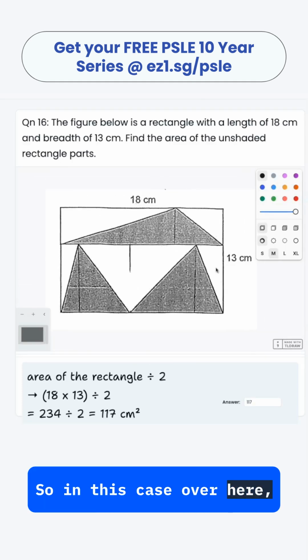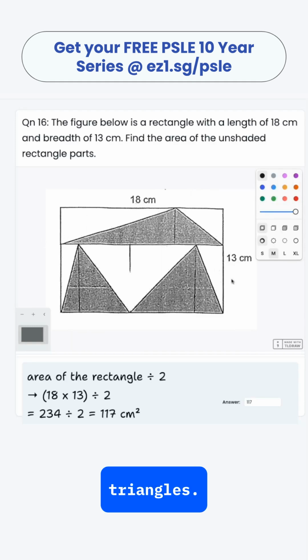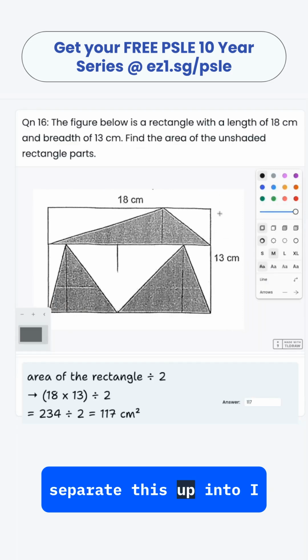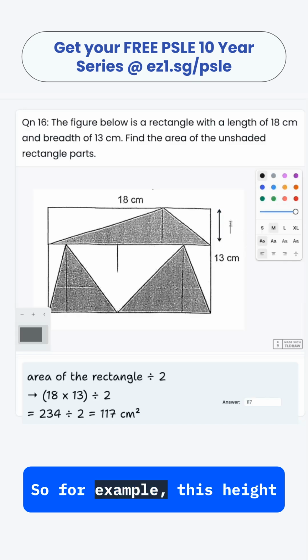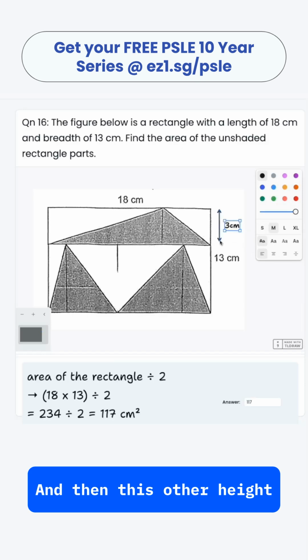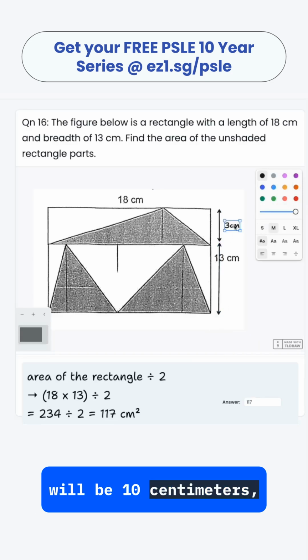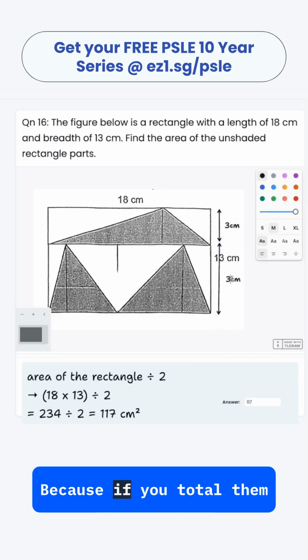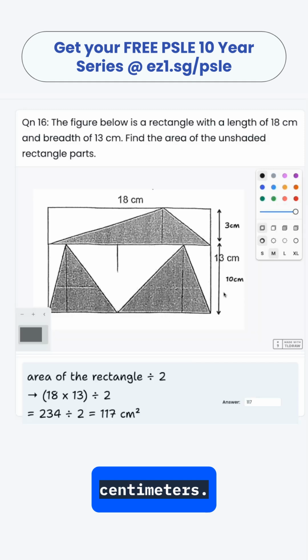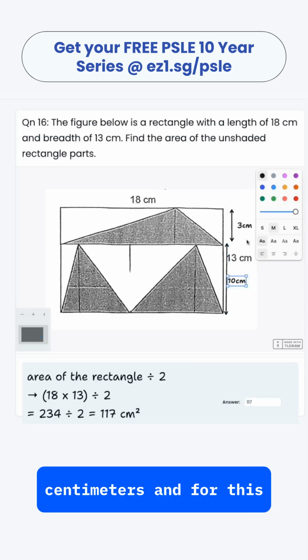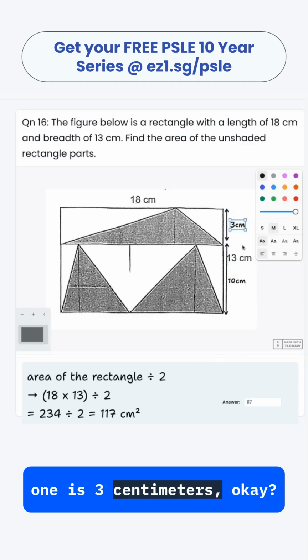In this case, we have a couple of triangles. What we can do is separate this up into what I call numbers that make sense. For example, this height of the triangle is 3 centimeters. And the height for these two other triangles over here will be 10 centimeters, because if you total them up, it will be 13 centimeters. So the heights of all these triangles are 10 centimeters, and for this one it is 3 centimeters.